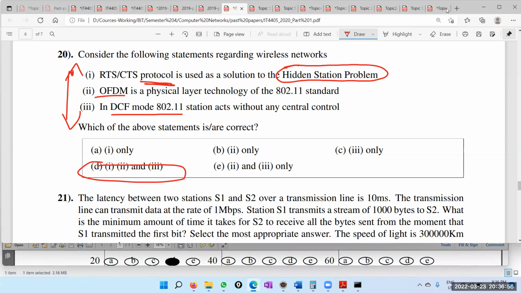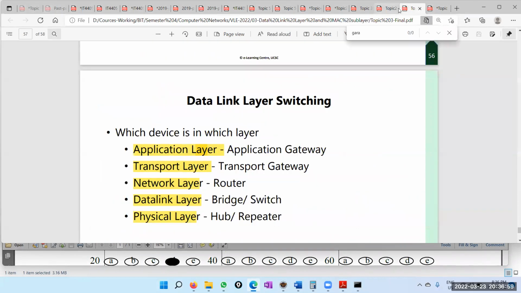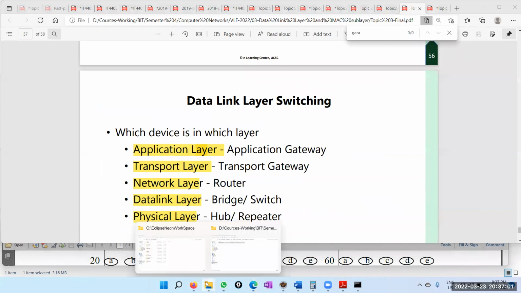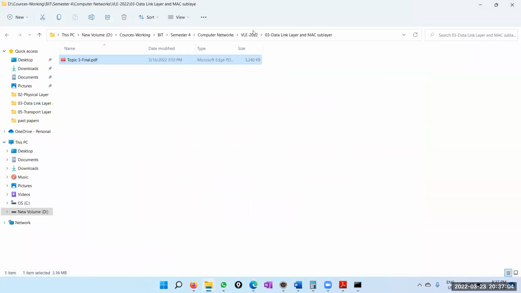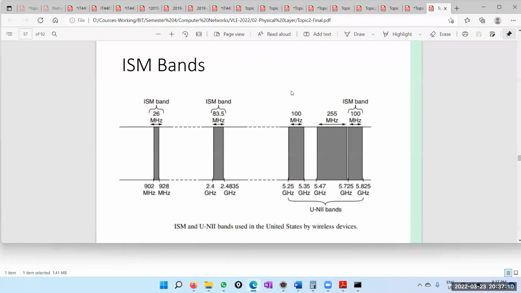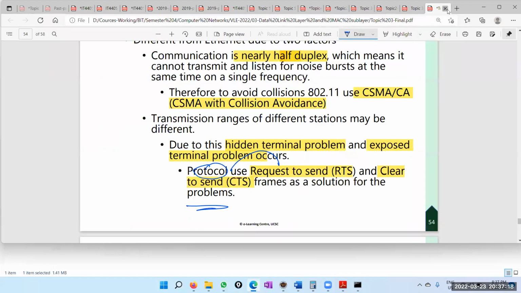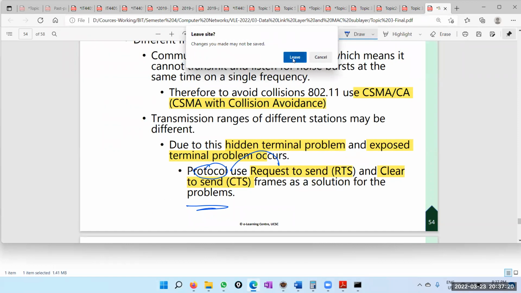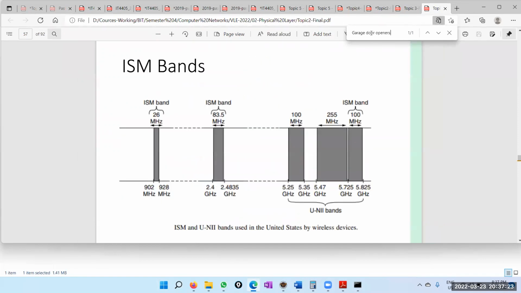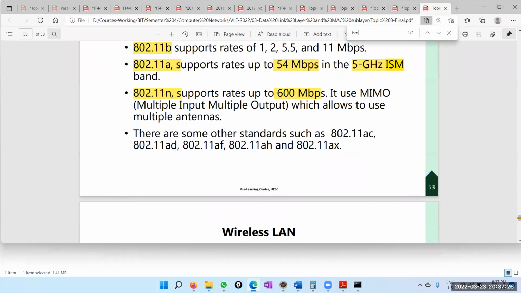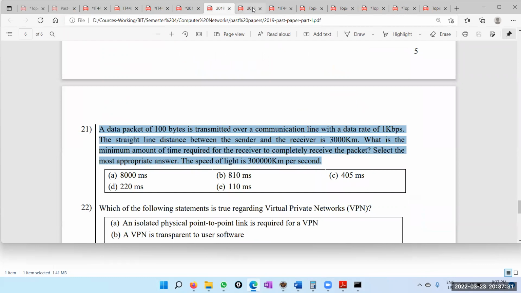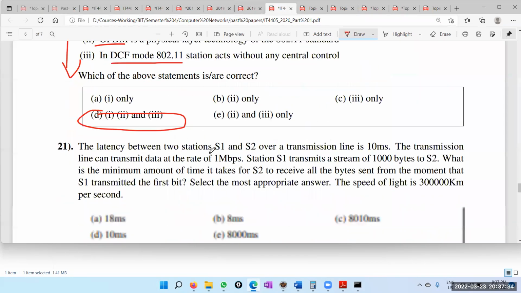What is OFDM? Is it mentioned in the physical layer? No, not in the new syllabus. I think even in the old syllabus, it was not mentioned. Right. So anyway, they have taken all these as answers. Okay. All these as answers. Right. 21.